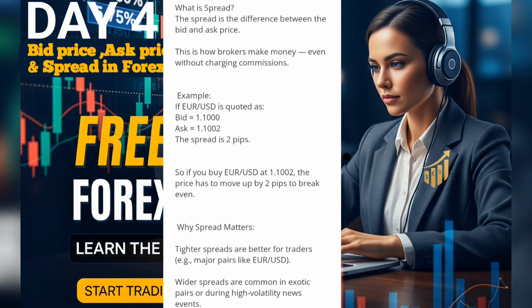What is spread? The spread is the difference between the bid and ask price. This is how brokers make money, even without charging commissions. Example, if euro to US dollar is quoted as bid equals 1.1000, ask equals 1.1002, the spread is 2 pips. So if you buy euro to US dollar at 1.1002, the price has to move up by 2 pips to break even.